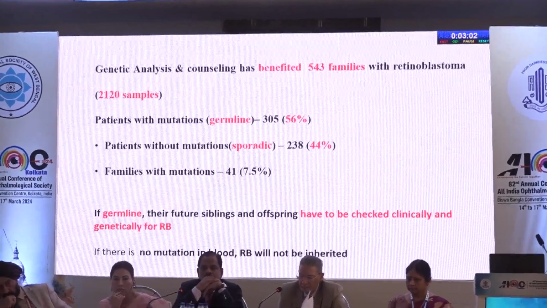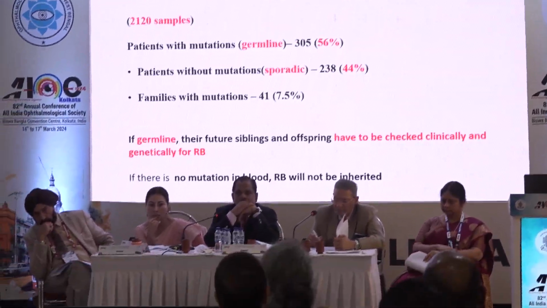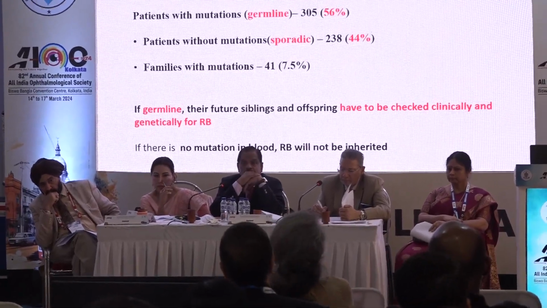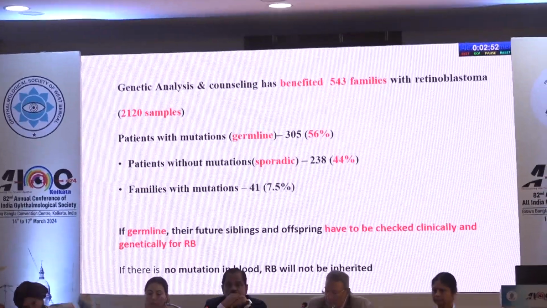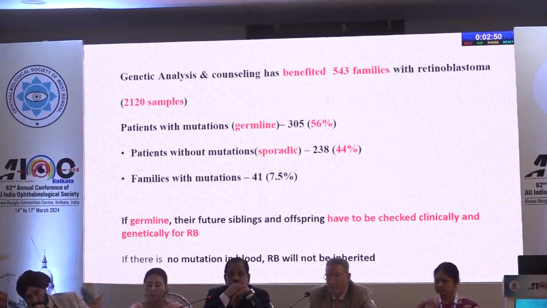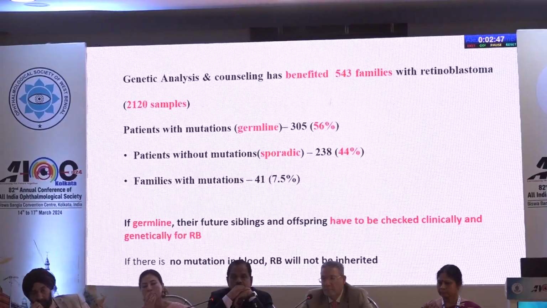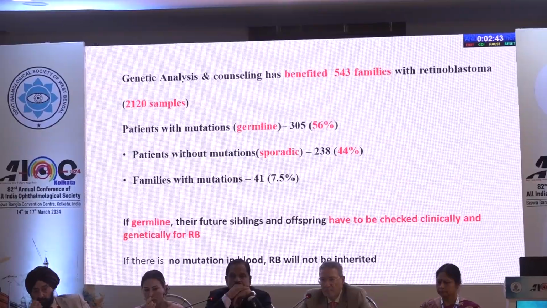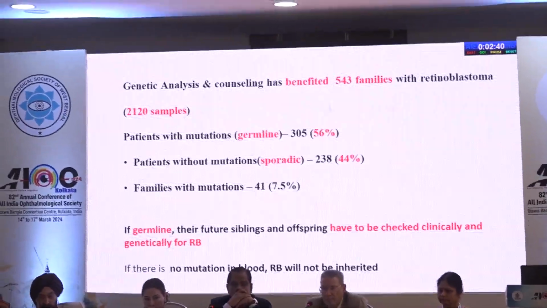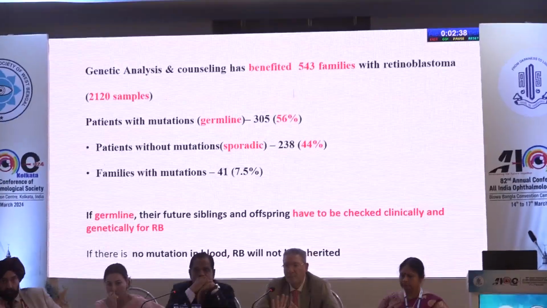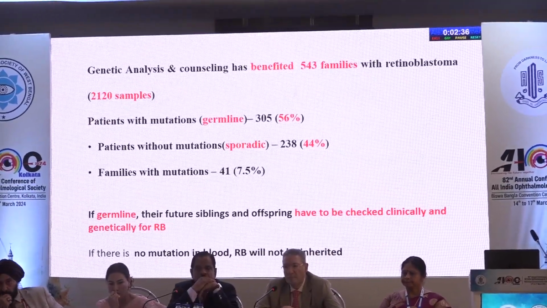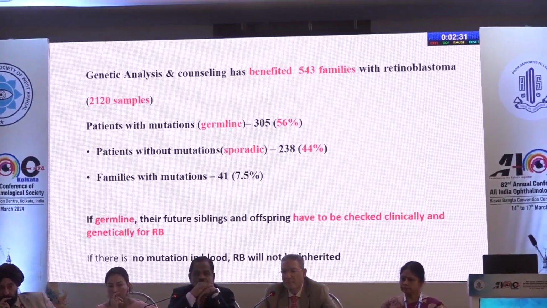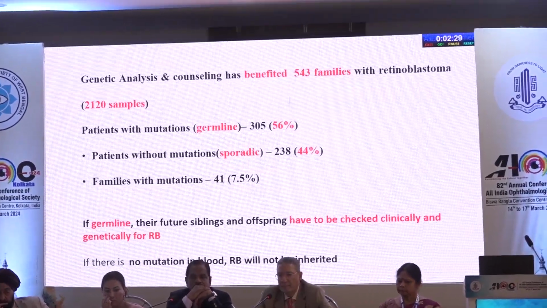Genetic analysis and counseling has benefited 543 families with retinoblastoma. That is, we've analyzed 2,120 samples. Patients with germline mutations were 305, forming about 56%. Patients without mutations, which was sporadic, formed about 44%, that is 238. And families with mutations was 41, forming about 7.5%. If germline, their future siblings and offspring have to be checked clinically and genetically for RB. If there's no mutation in blood, RB will not be inherited.